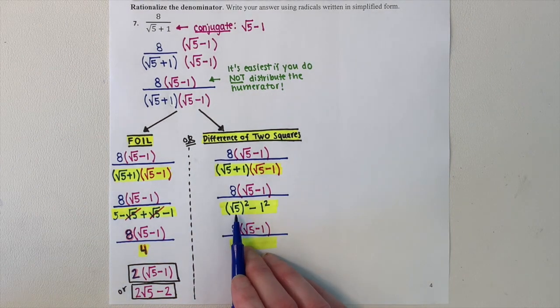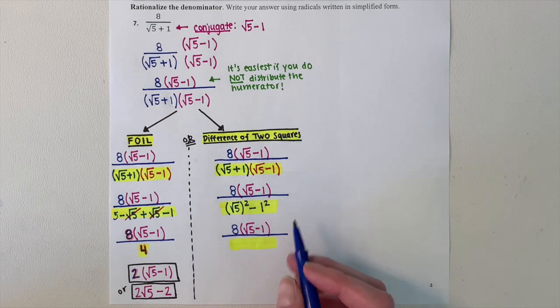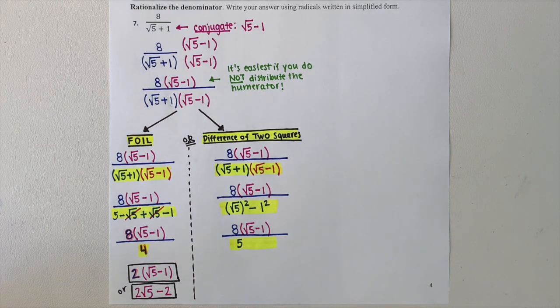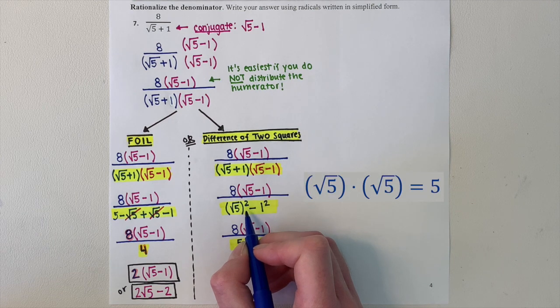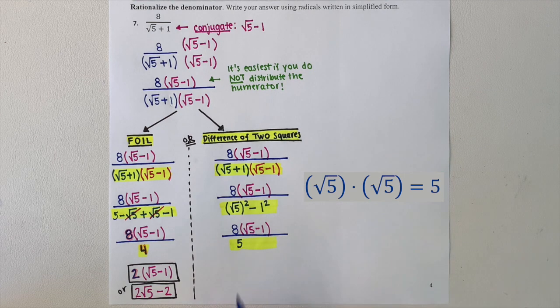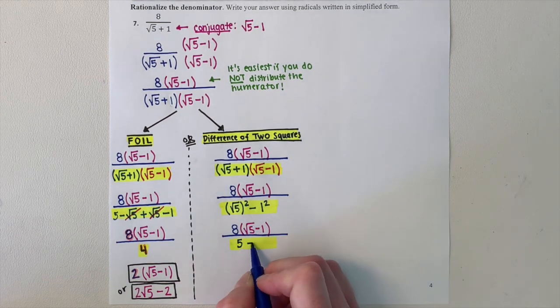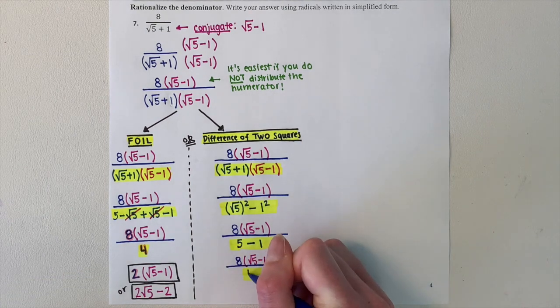If we take the square root of 5 squared, the square and the square root are inverse operations. They cancel each other out, leaving us with just 5. Or another way to think of this is that the square root of 5 squared is just equal to the square root of 5 times the square root of 5. And we know that the square root of 5 times the square root of 5 is just 5. And then we're going to subtract 1 squared. 1 squared is just 1. And 5 minus 1 will give us 4.